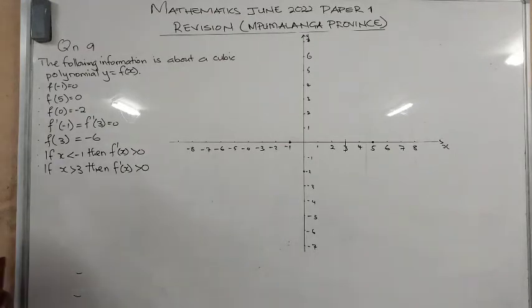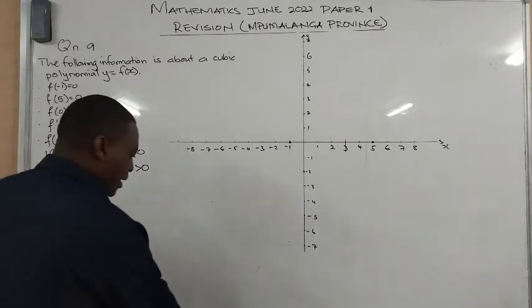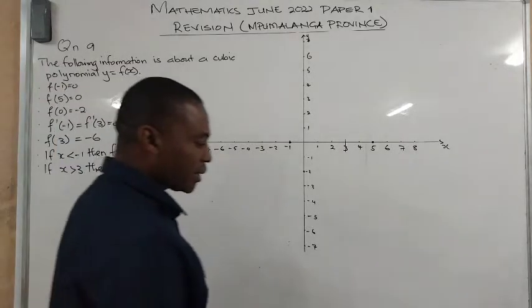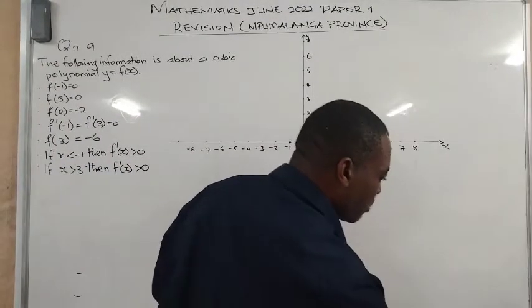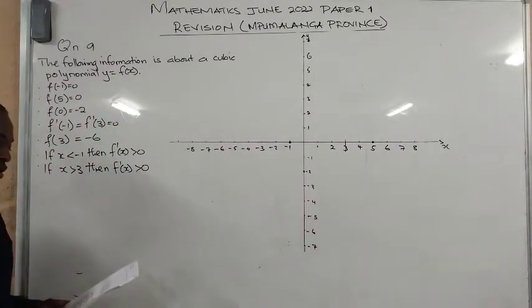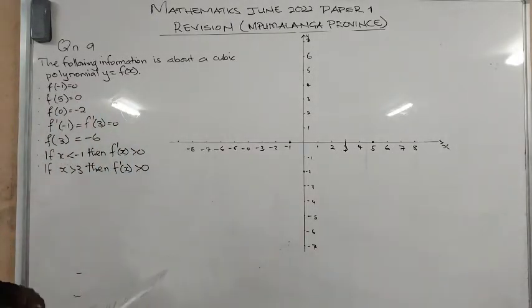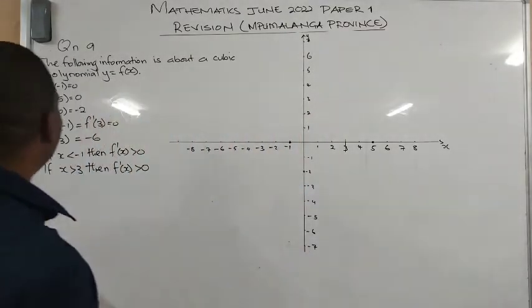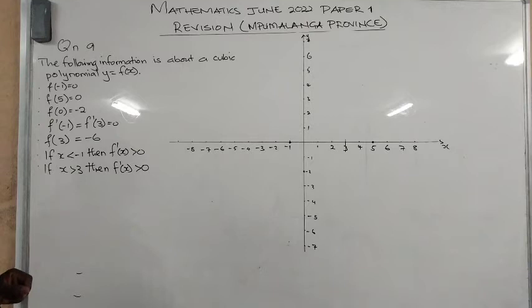Question number 9. We are given the information about a cubic polynomial y is equal to f of x. In 9.1, we are asked to sketch a neat graph of f of x showing all intercepts and turning points. So we get the x-intercepts when f of x is equal to 0.